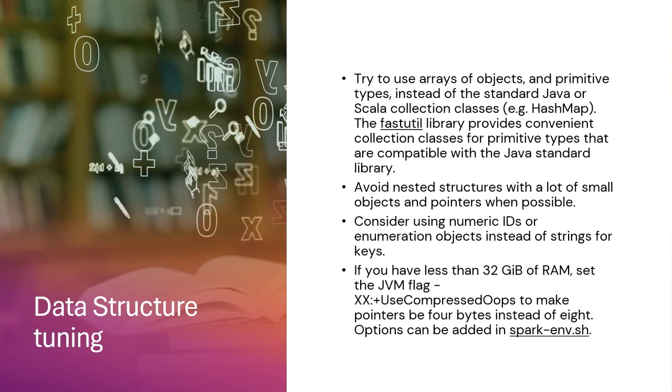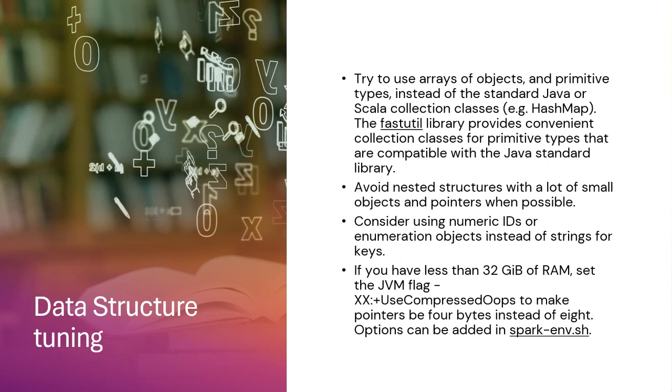One, we should try to use arrays of objects and primitive types, instead of using hash maps or Scala collection classes or standard Java or Scala collection classes like hash map, hash set and all of that, right? It is better to use primitive arrays of objects, because they'll consume less space. That doesn't mean we cannot use hash maps or collection classes of that kind. We can, but of course we have to know that they will occupy more space.